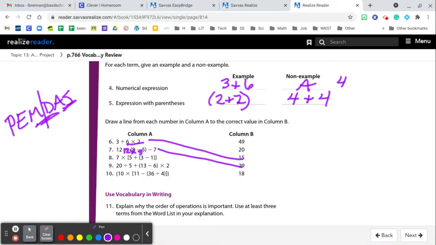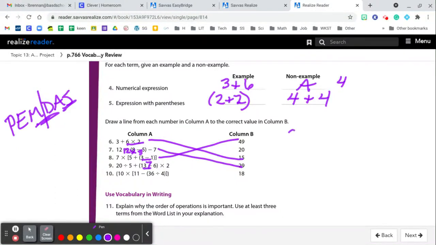For number 8, we do what's inside the parentheses first. 3 minus 1 is 2. 5 plus 2 is 7. 7 times 7 is 49. And we do what's in the parentheses first. 13 minus 6 is 7.